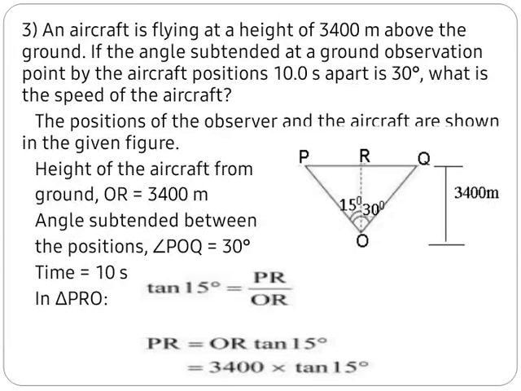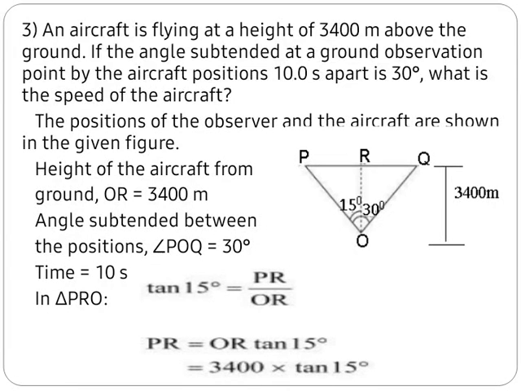And third question is, an aircraft is flying at a height of 3400 meter above the ground. If the angle subtended at a ground observation point by the aircraft positions 10 seconds apart is 30 degree, what is the speed of the aircraft? What is its solution? The positions of the observer and the aircraft are shown in the given figure.